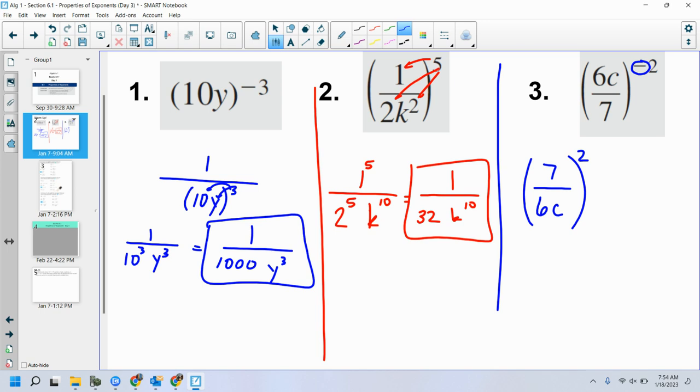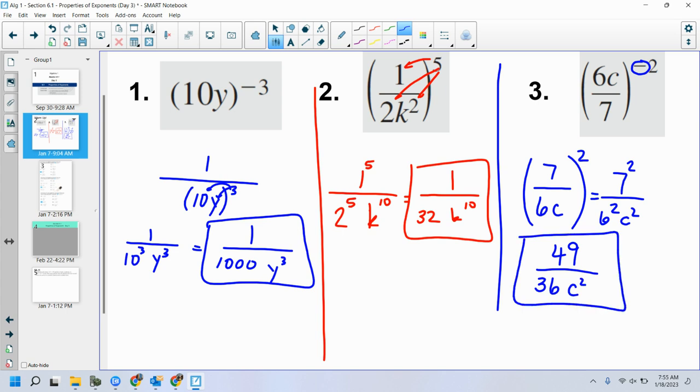Let's bring in that 2. That's going to be 7 squared over 6 squared c squared. Now, 7 squared turns into 49. 6 squared is 36. c squared stays.